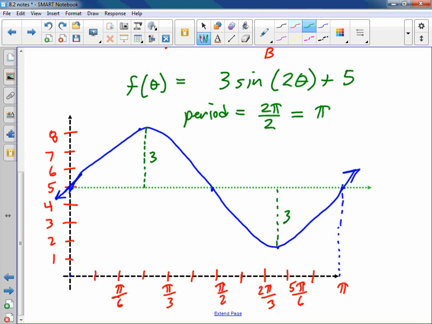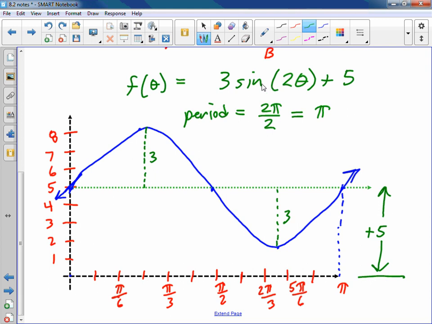There's my amplitude. I came up 5 units from 0 up to there, a plus 5, and I completed the cycle, or the period, in pi units. So there it is. F of theta equals 3 times the sine of 2 theta plus 5.